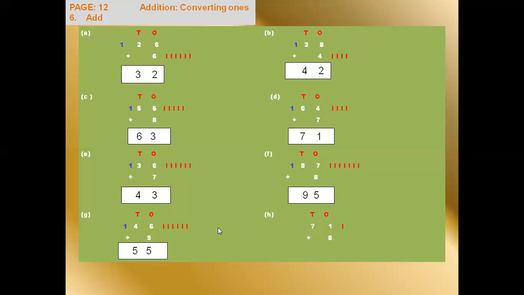G part. Question is 46 plus 9. So draw 6 lines, and then after 9, start counting 9, 10, 11, 12, 13, 14, 15. So write 5 here, 1 go to add into 10. So write 1 here and then add into 10. 4 plus 1, 5.